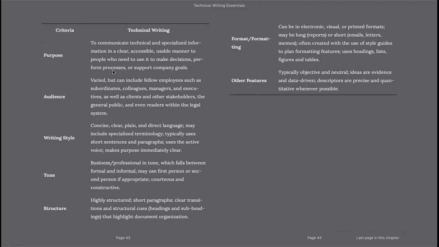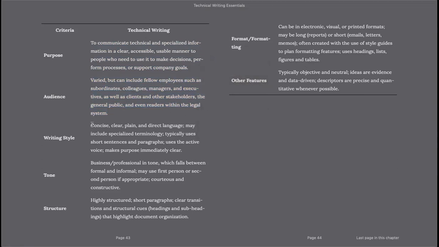The purpose in technical writing is to communicate technical and specialized information in a clear, accessible, usable manner to people who need to use that kind of decision. The audience depends on the sector, if it is an engineering audience, if it is, for example, a scientific audience, or it's just the public audience that you simply write your essay to.